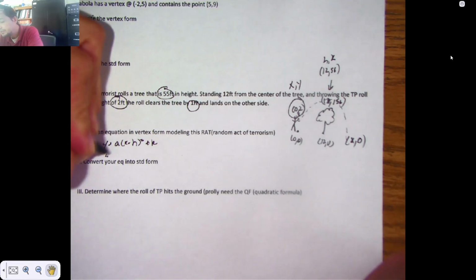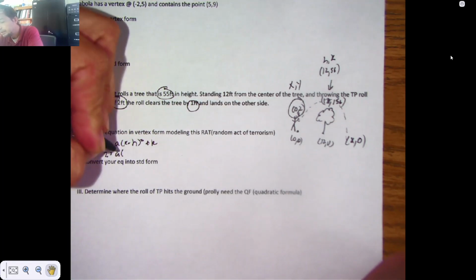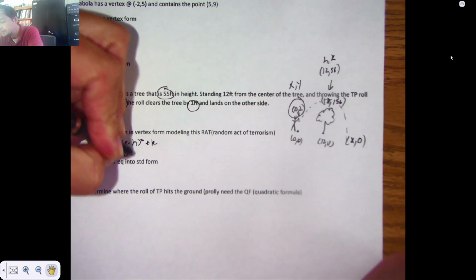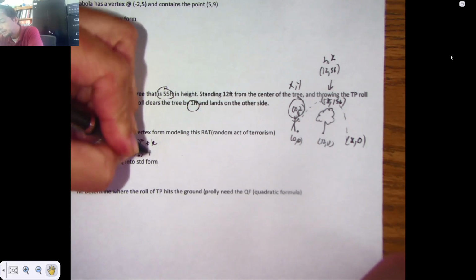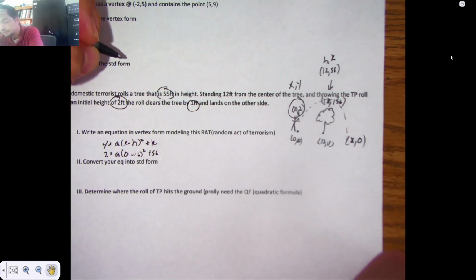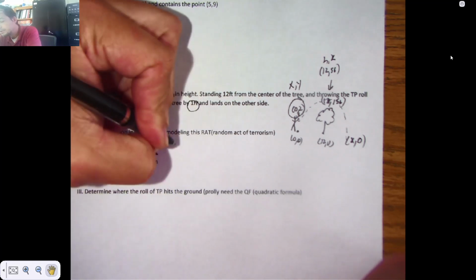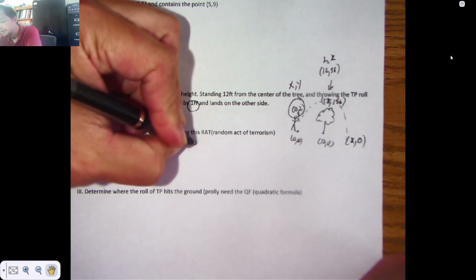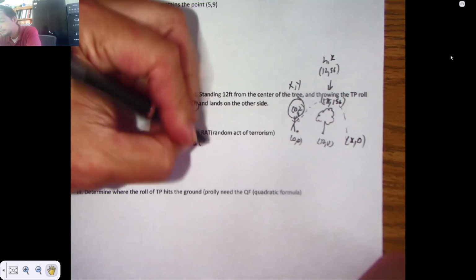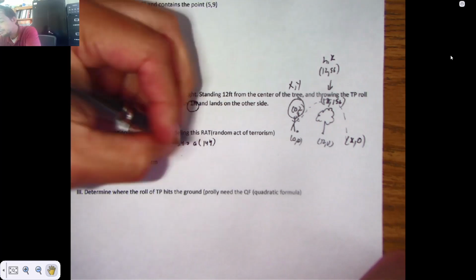So Y is 2. I don't know what A is. I know that X is 0. I know that H is 12. And I know that K is 56. So I'm going to subtract 56 from 2. That's negative 54. That equals A times 12 squared, which is 144. And I'm going to divide by 144.